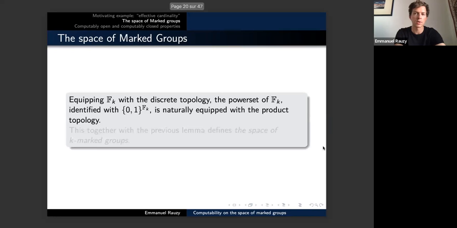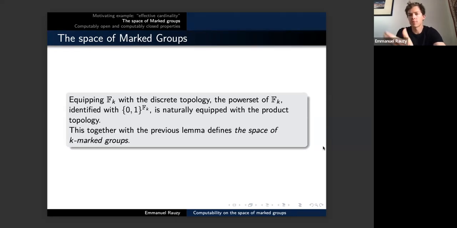This is what helps us to define the space of marked groups. We equip the free group with the discrete topology, and then there is the product topology on the power set of the free group. And since we've seen that a marked group can be seen as a subset of the free group, this gives us the topology on the space of marked groups.